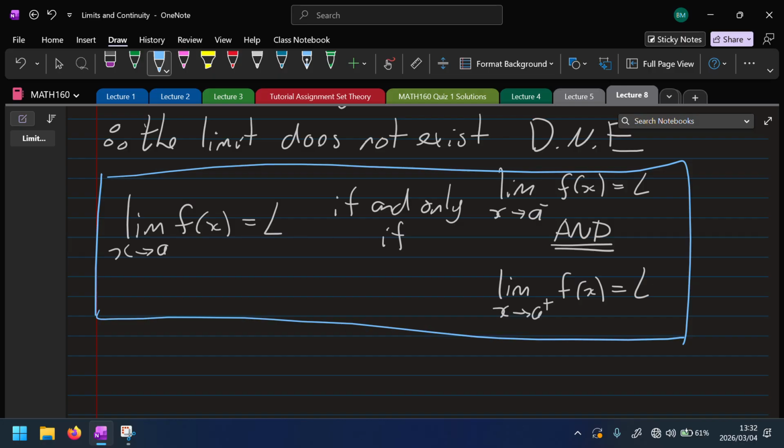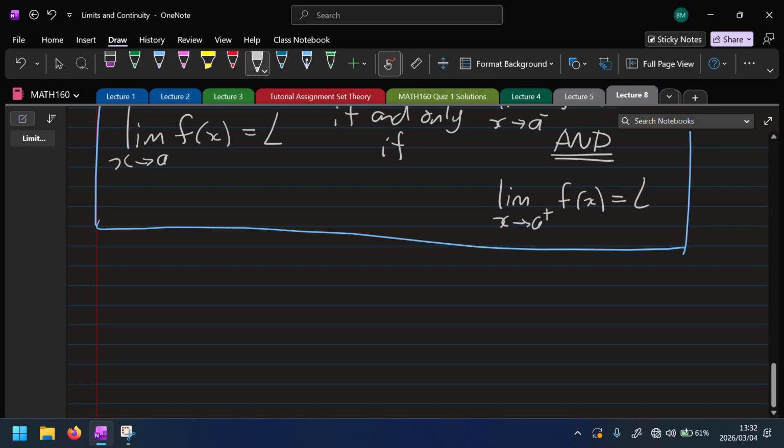So again, the limit of the function as x approaches a is L if and only if the left limit and the right limit both exist and both have the value L. If one of them doesn't exist or they don't agree, then the limit does not exist. Any questions on this?